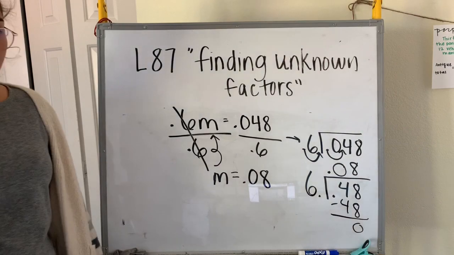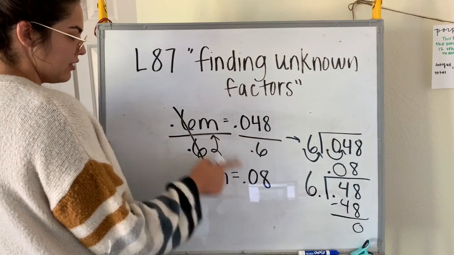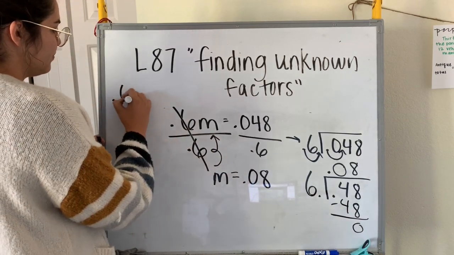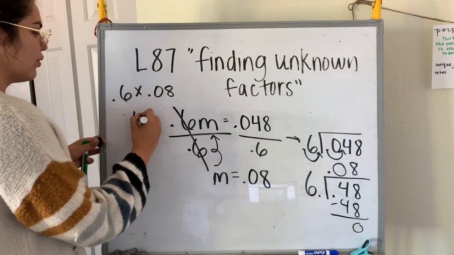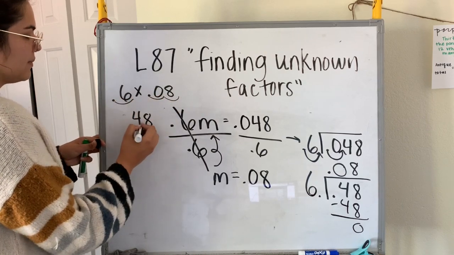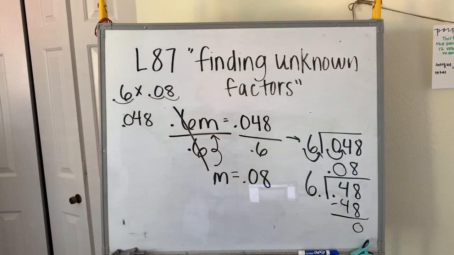I can check my work. Since these are factors, that means they multiply together. So I can do 6/10 times 8/100. 6 times 8 is 48. And I'd have to move my decimal 1, 2, 3 times, giving 48 thousandths.